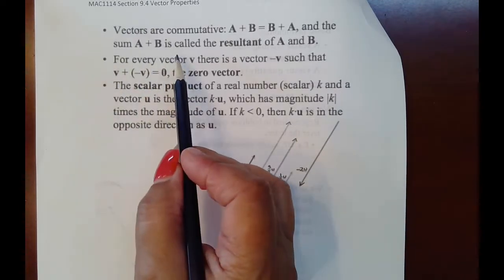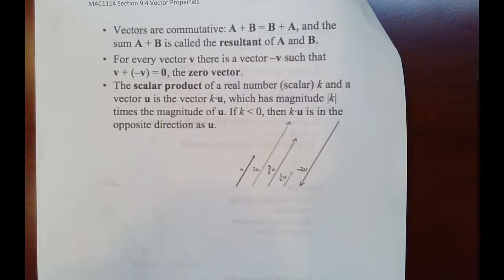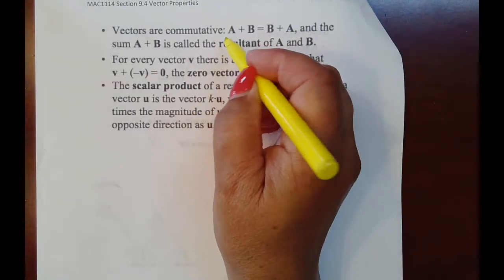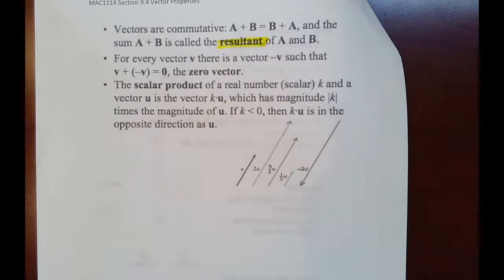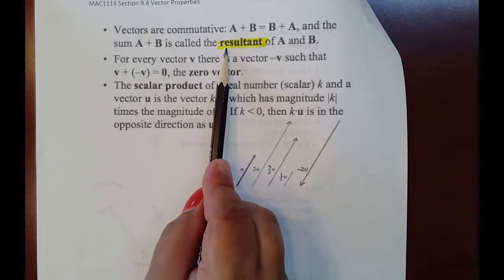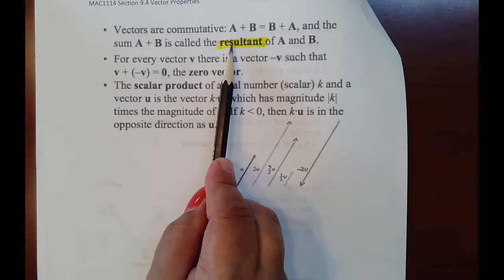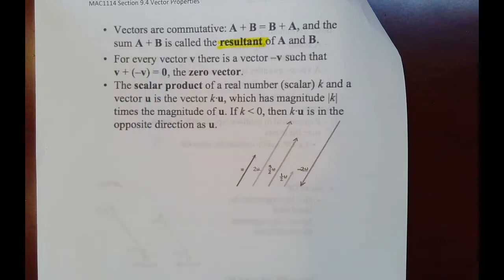The sum of two vectors is referred to as the resultant. So when you see that in the directions, let's try to get familiar with that word so that when you are asked to find the resultant vector, you understand that you're being asked to find the sum of two vectors. So just a little terminology for you.